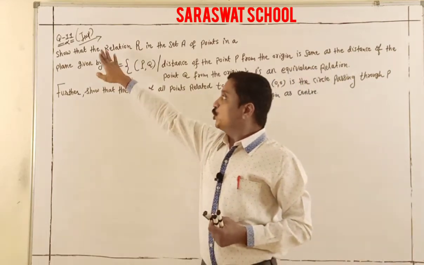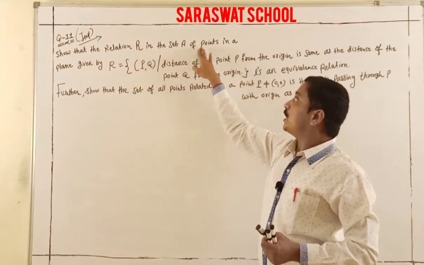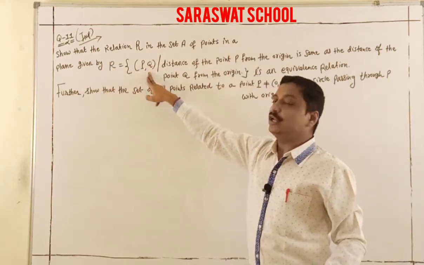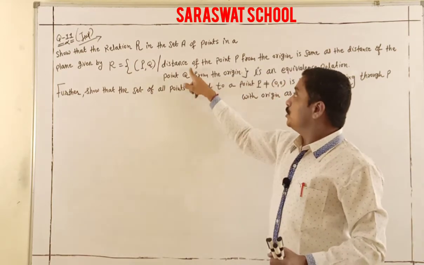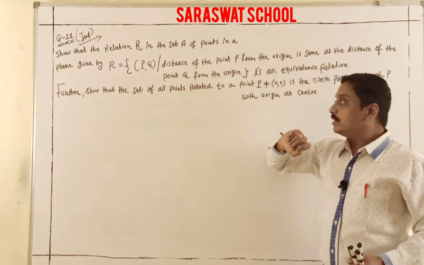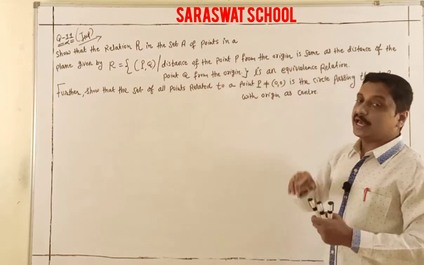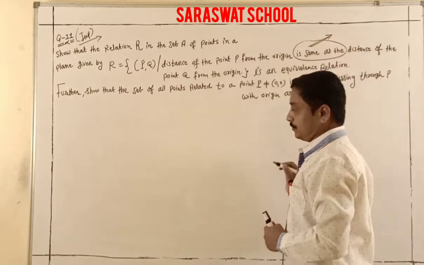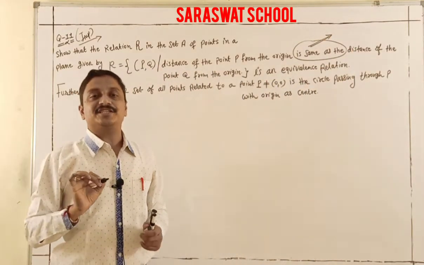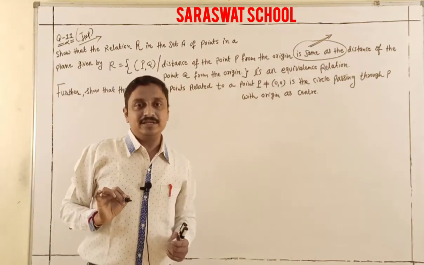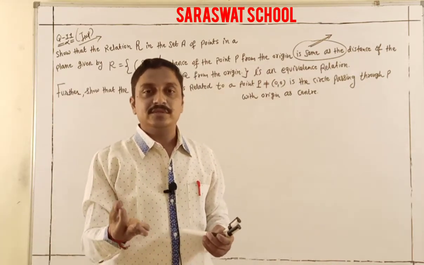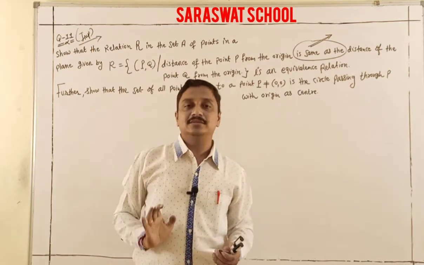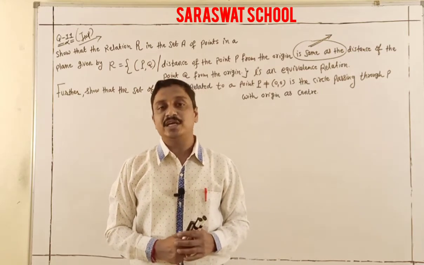The question is: show that the relation R in the set of points, many points in the set, is given by P and Q. There are two general points given. The distance from P to the origin and from Q to the origin both have the same distance. This distance is the same, given. And prove that this relation is an equivalence relation. It means, students, that reflexive, symmetric and transitivity are all available in this relation. Then we can prove it is an equivalence relation.